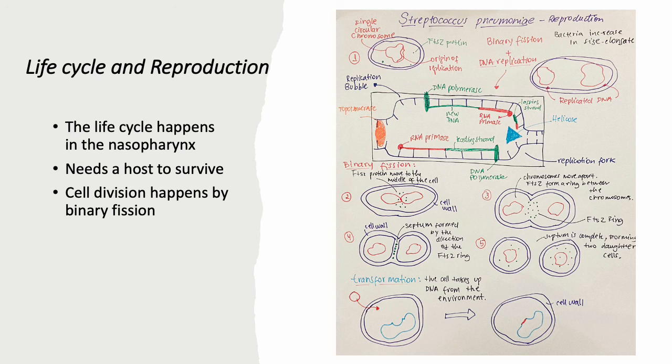And genetic recombination of the genetic material of Streptococcus pneumoniae happens by horizontal transfer. In this bacteria specifically, they're able to do transformation, which means that they can take up DNA from the environment and incorporate it into their own DNA, which makes them more pathogenic. Because since they're able to take DNA from the environment, they're able to become antibiotic resistant.